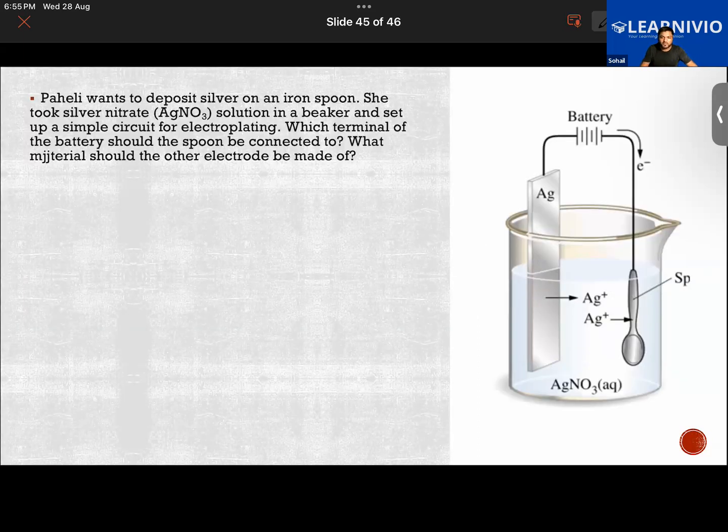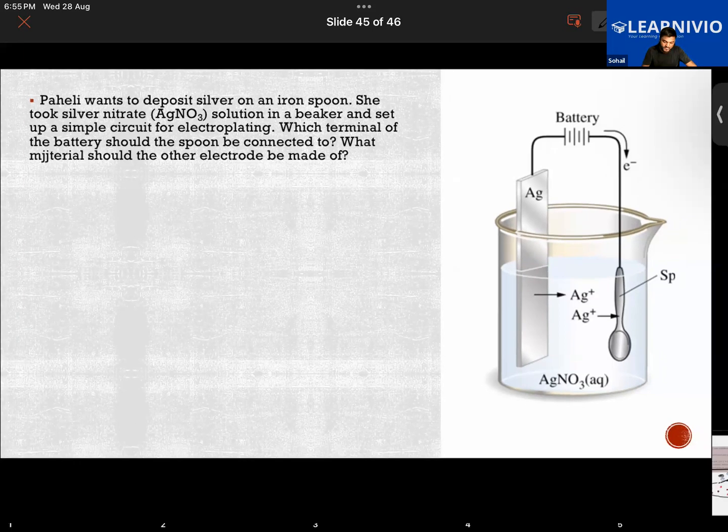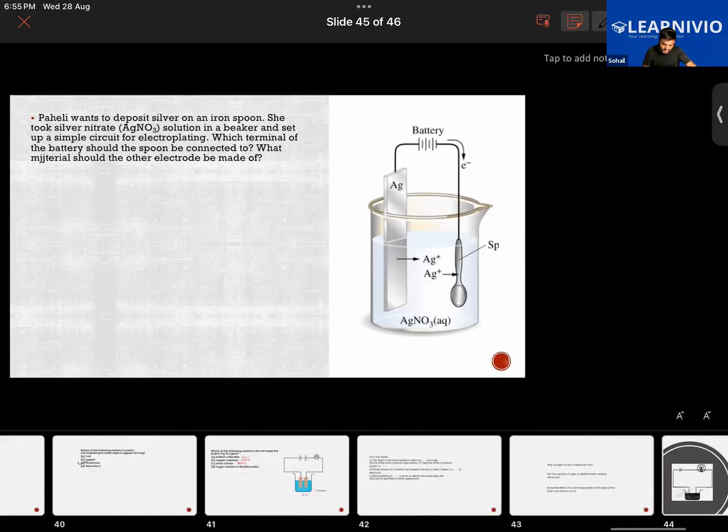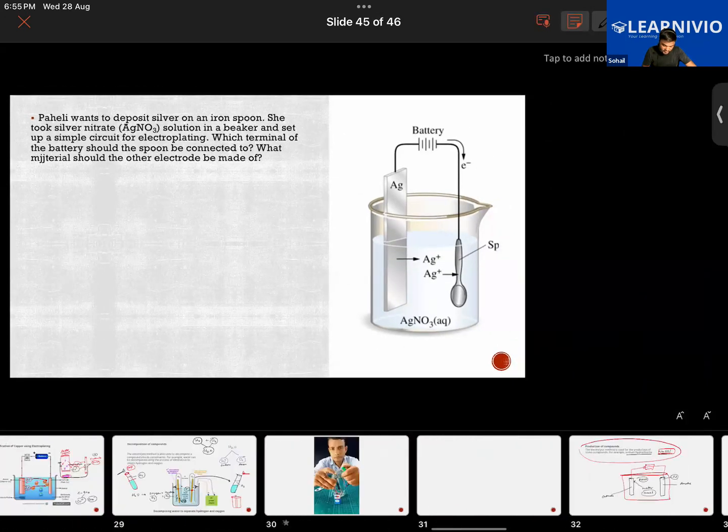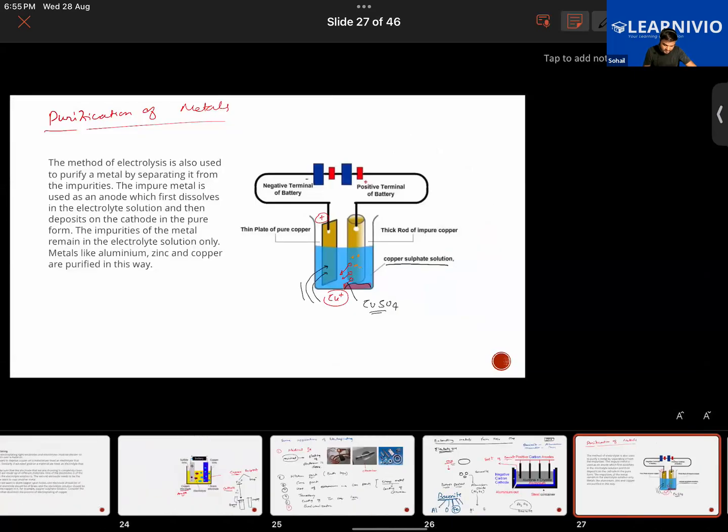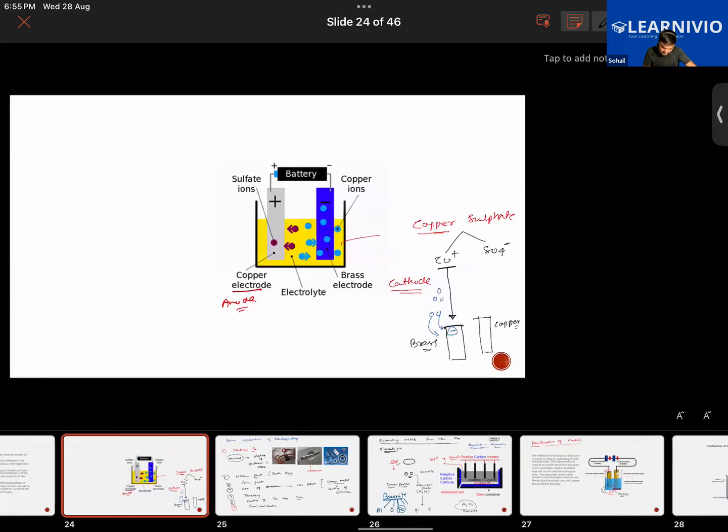Okay. Now here we have another question. Remember, in class we did learn about electroplating of copper over brass. We learned how electroplating of copper is done over brass. Yes, sir. Not this one over here, I think.